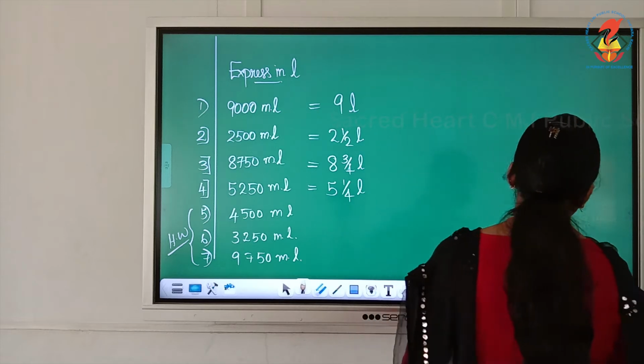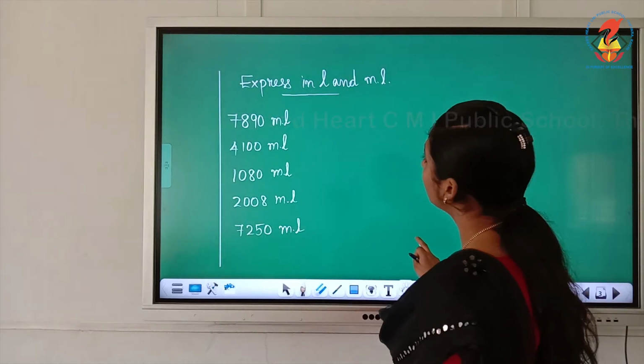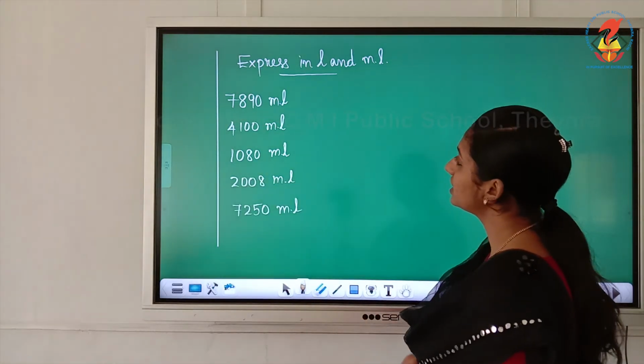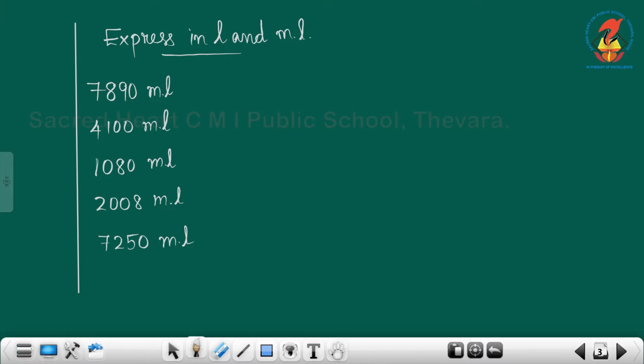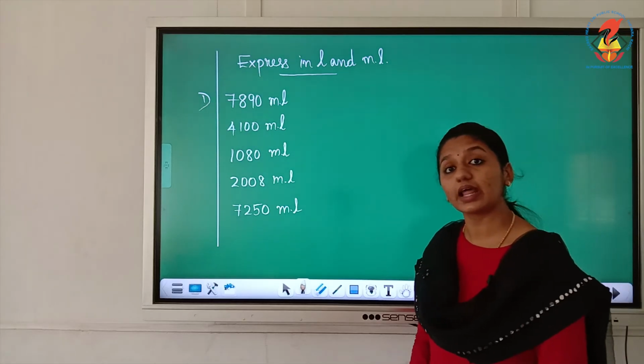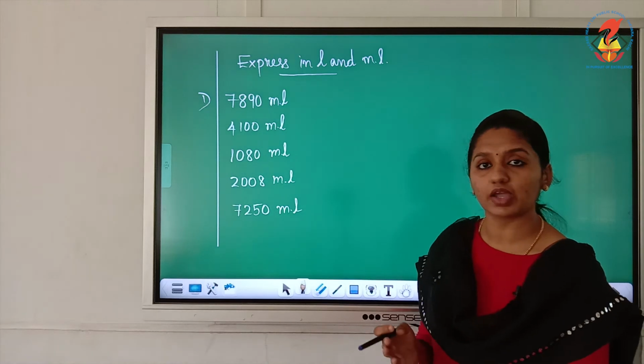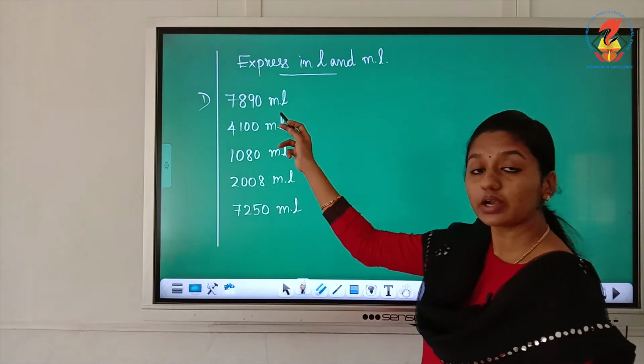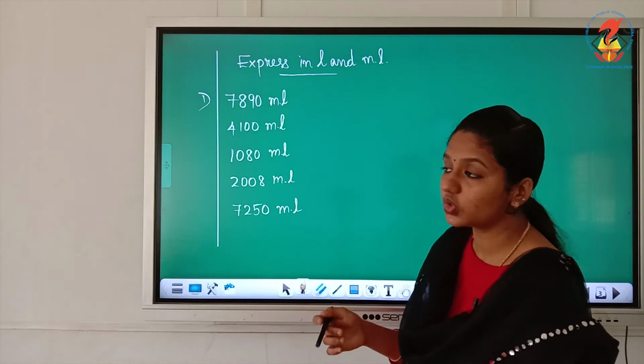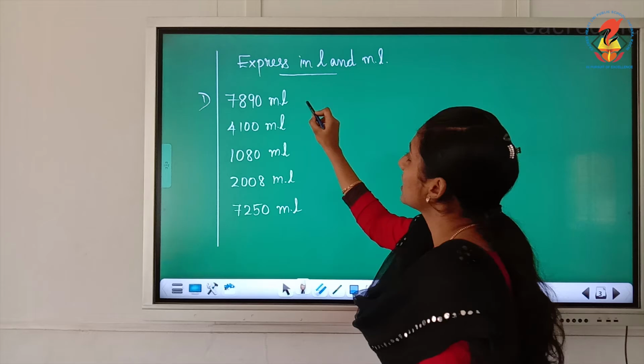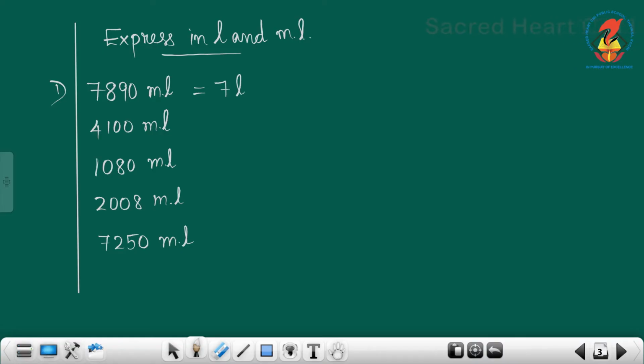So we are moving to the next section: express in liter and milliliter. First question, 7890 milliliter. So 750 we can say is 3/4 liter, right? But here 890, we don't know how to express. So we express it in liter and milliliter. How can we write it? 7 liter, and how much milliliter is left? 890 milliliter. Clear?